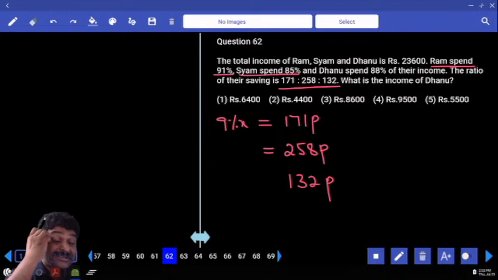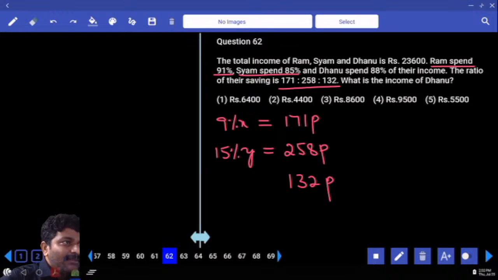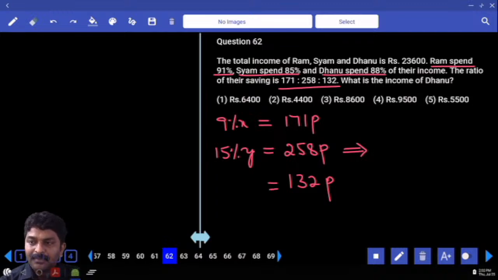Next, Shyam spends 85%. Savings? 15% of Y, not X. Why? Because their incomes are different. 3 members have 3 different incomes: 100% of X, 100% of Y, 100% of Z. Now we are trying to convert X, Y, Z into number of parts. Understood? Right. So from this, can we calculate 100% of Y? Yes. Next, Dhanu spends 88%. Then savings are 12% of Z. Using this also we can calculate the Z value.